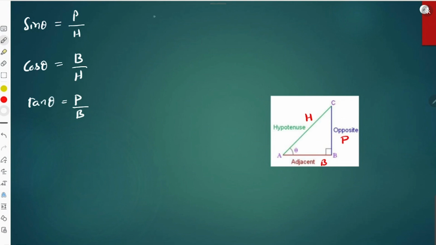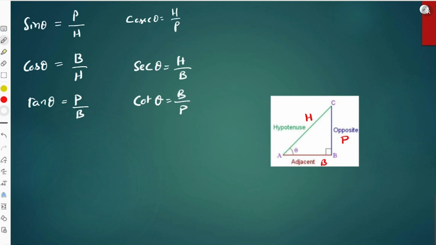And the reciprocals of these, that is hypotenuse by perpendicular, hypotenuse by base, and base by perpendicular, are called cosecant theta, secant theta, and cotangent theta. In short, we write cosec theta, sec theta, and cot theta. These are the six basic trigonometric ratios. With the help of these, we can find out the height of a tree, height of a mountain, width of a river. So many applications we have.